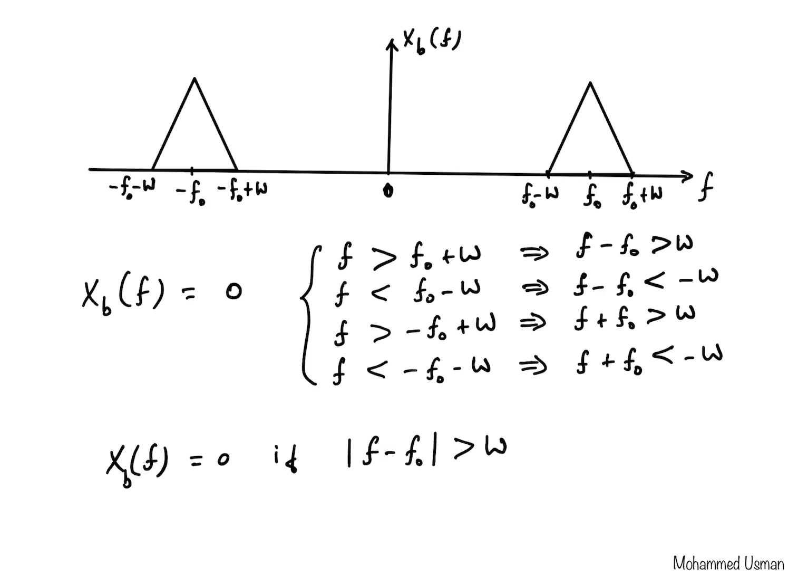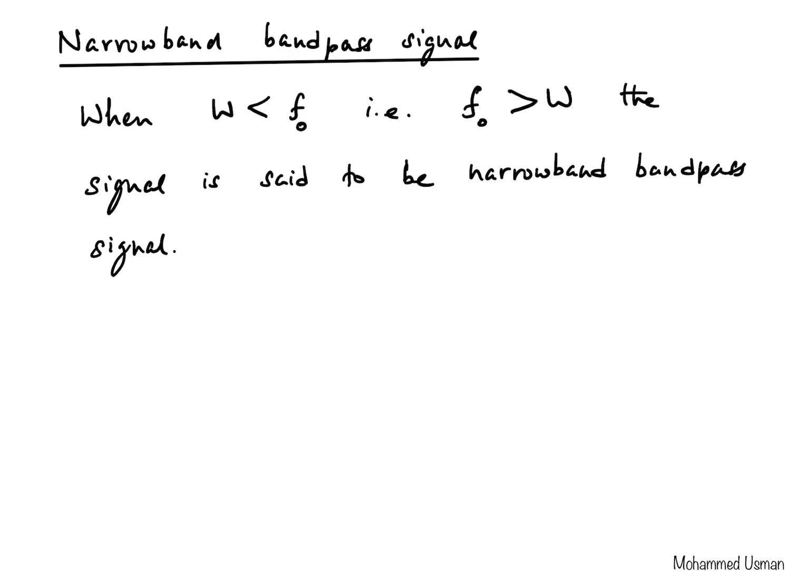Okay, the next definition within bandpass that we are going to see is what is called a narrowband bandpass signal. Narrowband bandpass signal, what we mean is that the bandwidth, or the one-sided width here, which is W, should be small compared to the central frequency f0. So if this value W, that is the amount of spread from the central frequency, is small compared to the central frequency itself, then such a signal is called a narrowband bandpass signal, or we simply call it a narrowband signal. Okay, so that's the definition for the narrowband bandpass signal.